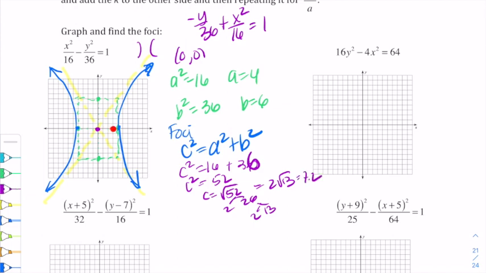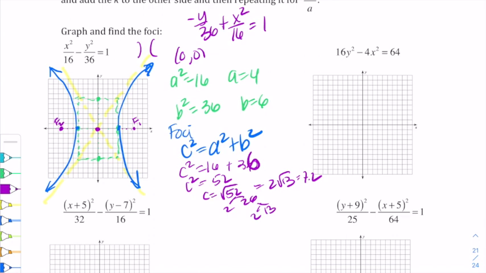So we've gone over by 4, 5, 6, 7.2. And then those are the foci. Usually they subscript them as 1 and 2.